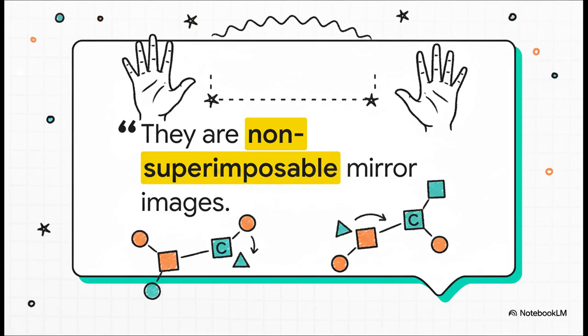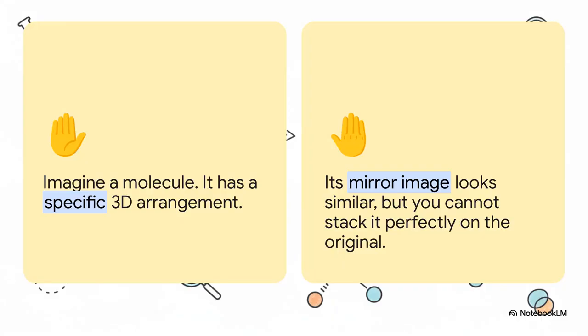The official term for this, the one chemists use, is non-superimposable mirror images. Let me make this crystal clear. Think about your left hand. Its perfect mirror image is, of course, your right hand. But try to place them on top of each other, palm to palm. They don't line up, do they? Your thumbs point in opposite directions. They just don't match up. That is what non-superimposable means, and it is the absolute key to understanding these molecules.